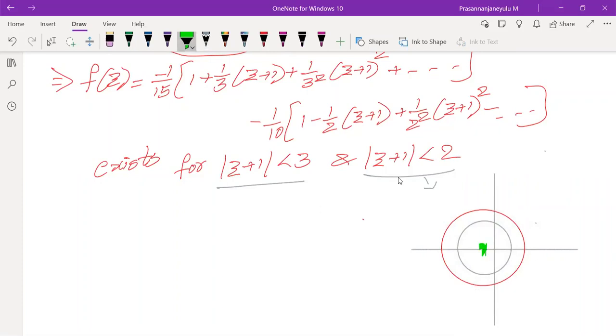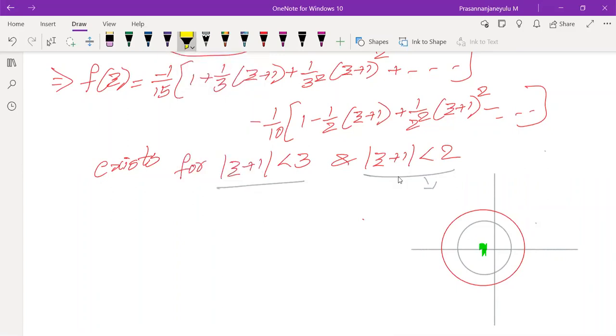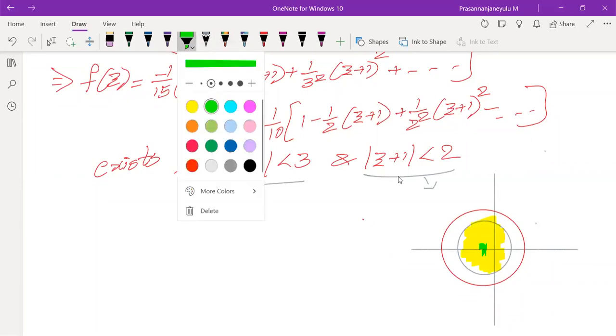Now please try to understand what I am drawing here. So here I am taking yellow color. What is modulus of z plus 1 less than 2? Modulus of z plus 1 less than 2 is nothing but, what is the region we will get? Inside the inner circle, yes or no? Less than 2. But whenever they are asking modulus of z plus 1 is less than 3, what is that region?